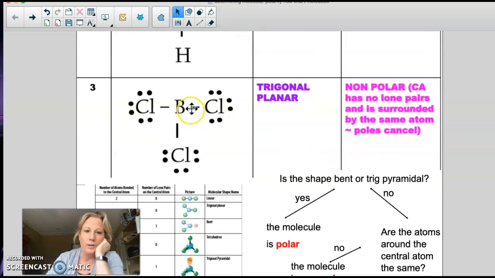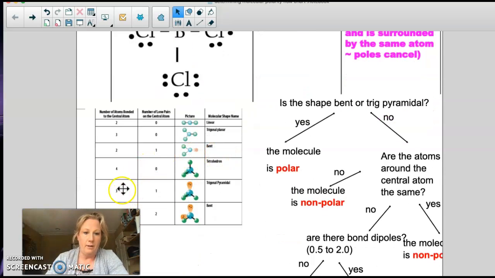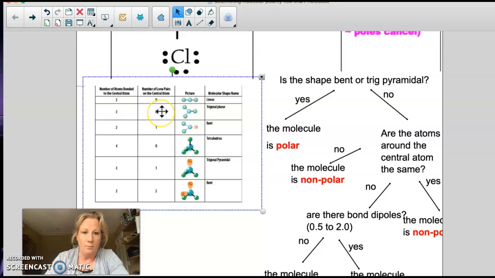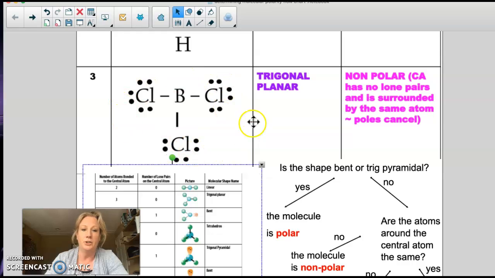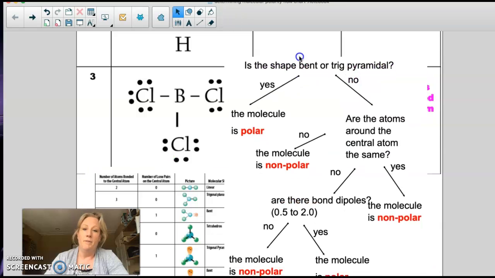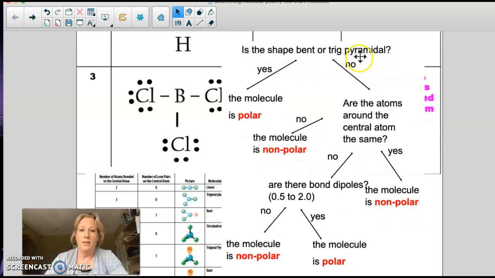So here we go. It has 3 bonds and no lone pairs on the central atom. This is trig planar, and this is a symmetrical shape. As long as these 3 are all the same and we know there's no lone pair, then we know that this is a nonpolar molecule. If I go through the chart, I would say, nope, it's not bent or trig pyramidal, but are the atoms around the central atom the same? Yeah, because they're all chlorines. So then I know it's going to be a nonpolar molecule.